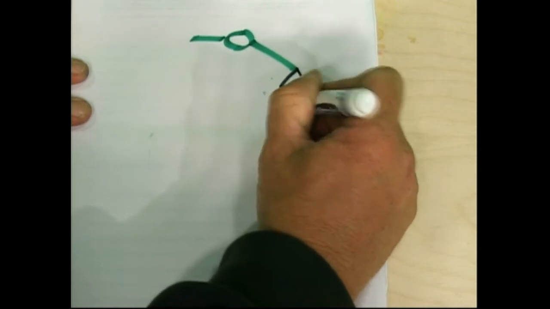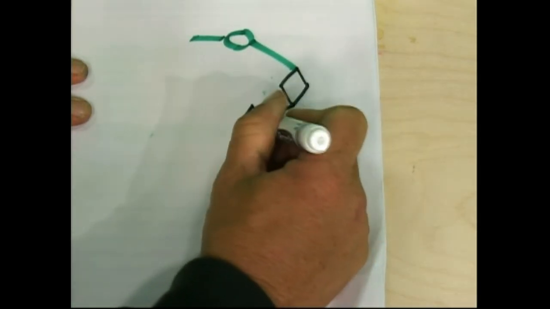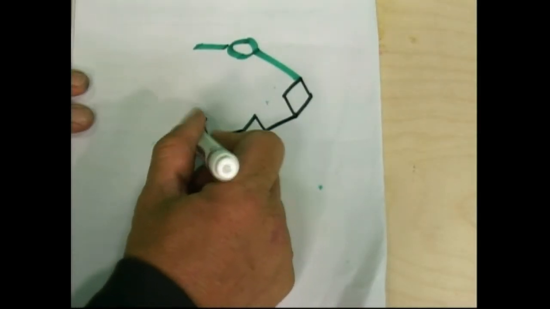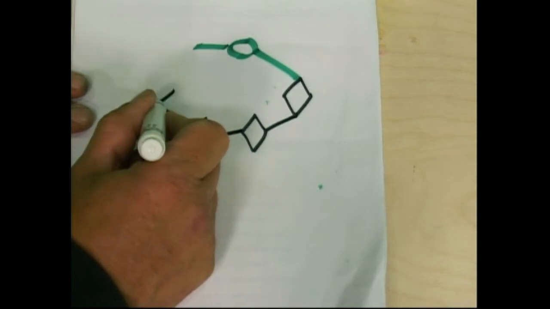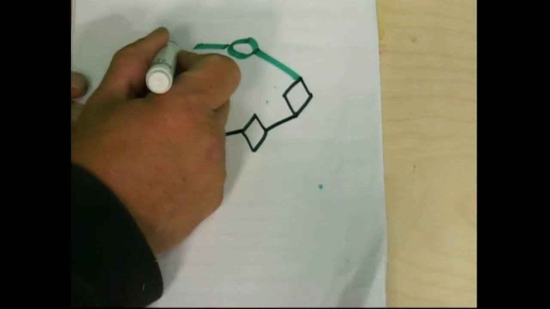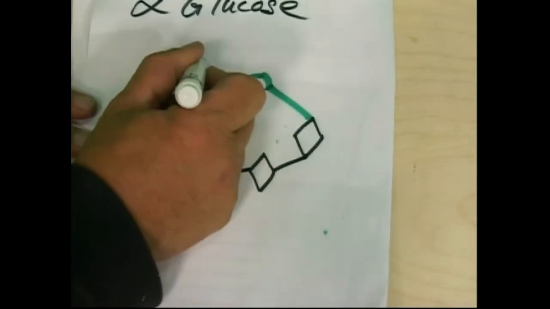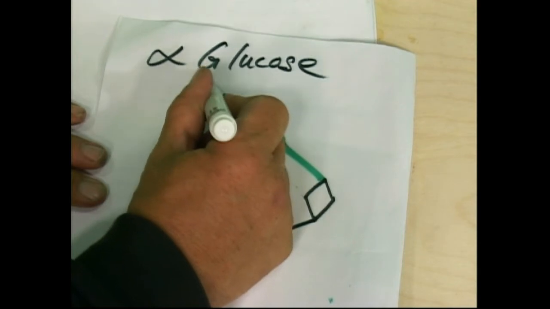Triangle to a triangle to a triangle. 1, 2, 3, 4, triangle. And now what we noticed was the one that's coming off is on the carbon next to the oxygen, so there's a triangle.